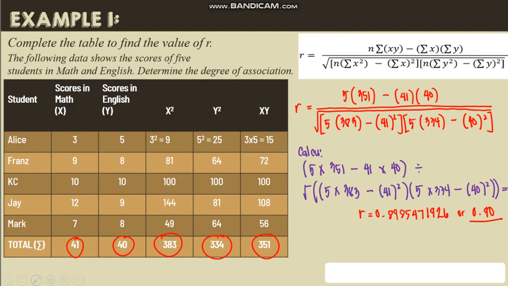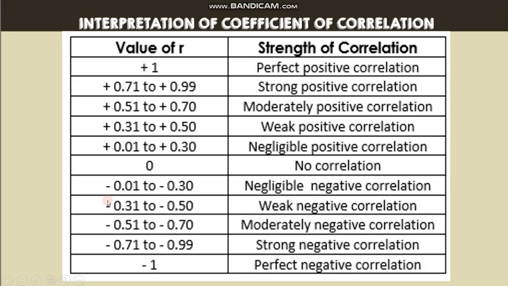So, next natin is to get the interpretation of 0.90 sa table po natin. So, hanapin lang po natin si 0.90. So, as you can see, nandito po siya. So, ang ating interpretation or verbal interpretation is strong positive correlation.